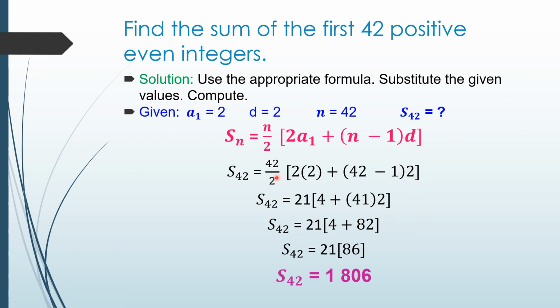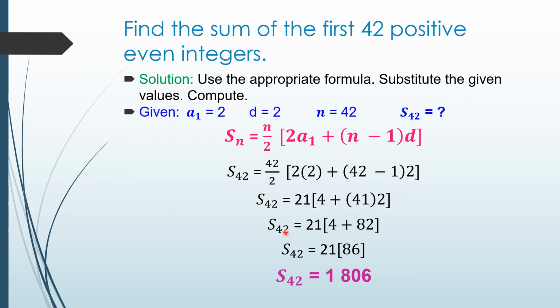Let us now simplify. So 42 divided by 2, that is 21. 2 times 2, that's 4. 42 minus 1, that is 41. And then copy 2. Then we will have S sub 42 is equal to 21. Then we have here 4. Then we have 41 times 2, that is 82.